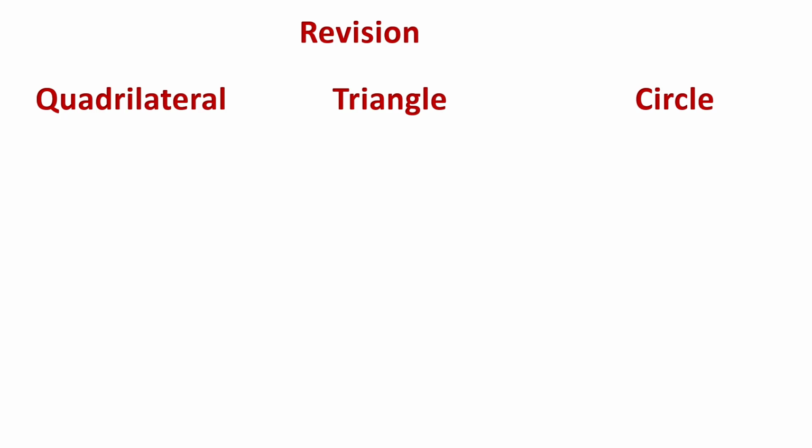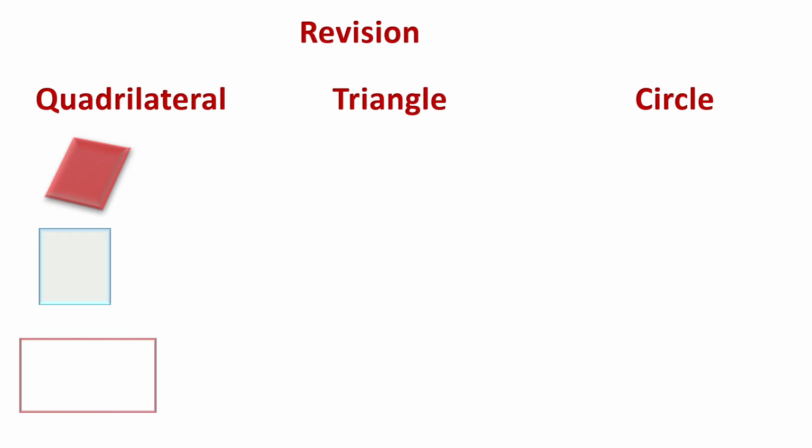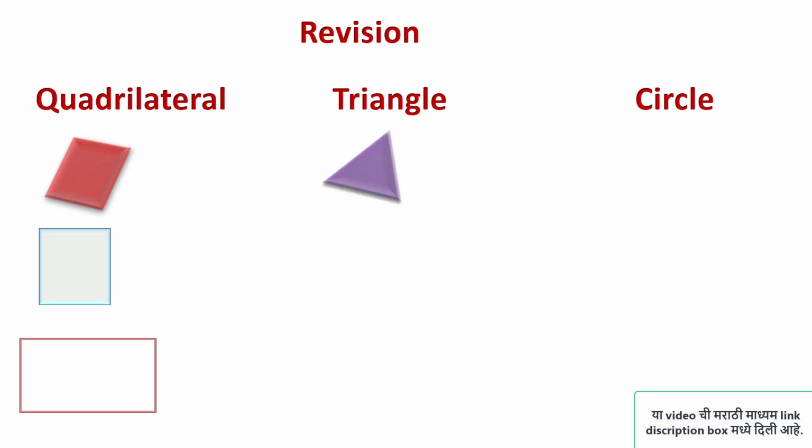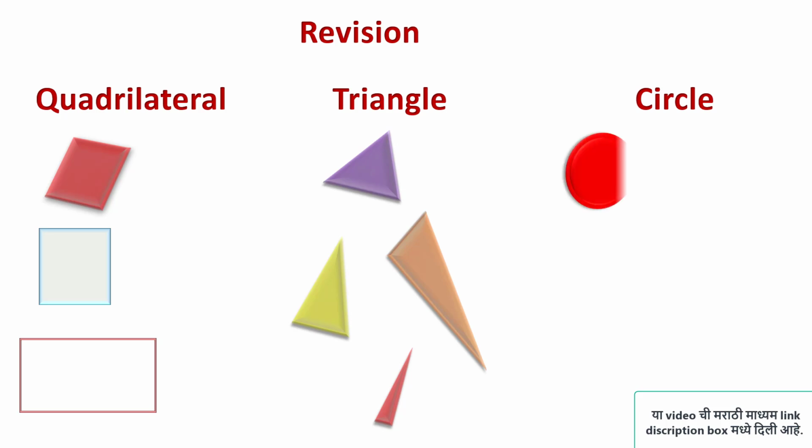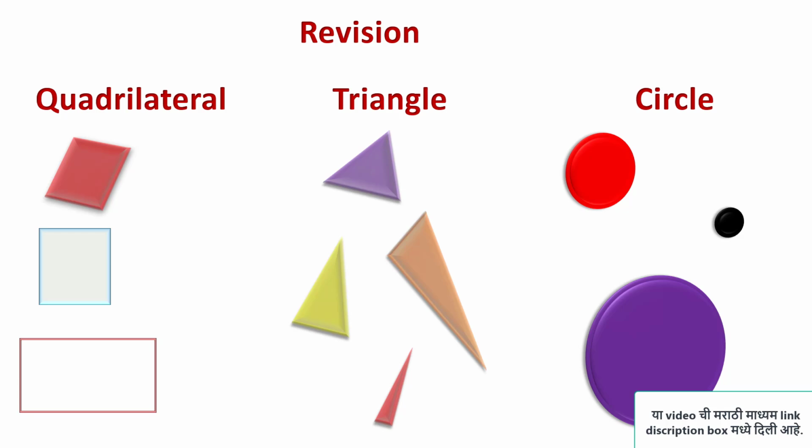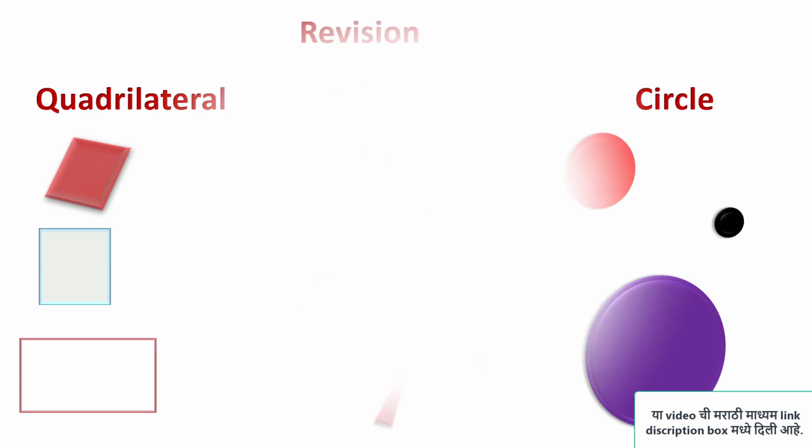Here we draw the quadrilateral figures 1, 2 and 3. These figures are quadrilateral and now we draw a triangle. These are various triangles. These figures are called triangle, circle. These figures are called circle. Look at the picture below.